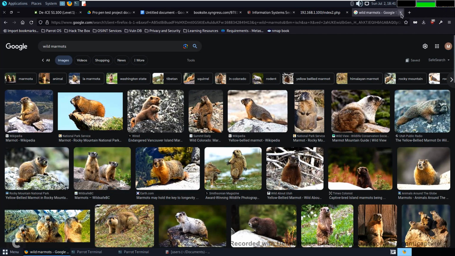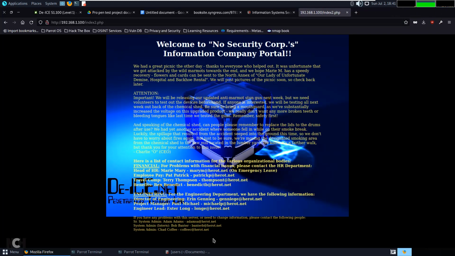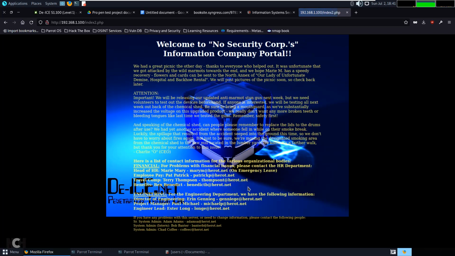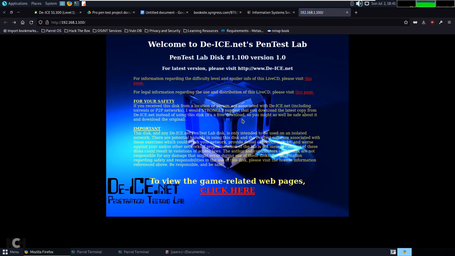alright, wild marmots, cute little buggers. Okay, we've got a list of things. This is the only page besides legal in that one. Nothing else. It doesn't give me much. I don't even know what the scenario is. I don't have any instructions of what I'm supposed to find. What am I supposed to do?